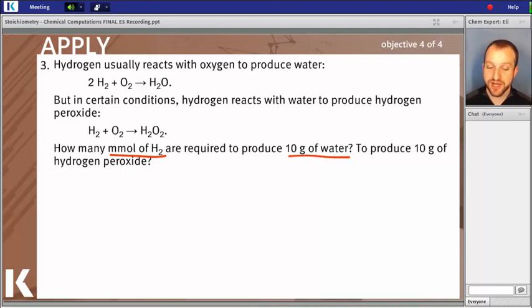For water, I do have one relationship that's going to convert moles of something to moles of something. In this case, I have 2 moles of H2, and I have 1 H2O. That's nice, but it doesn't deal with grams. All right, that makes me think I'm going to have to consult our handy periodic table.